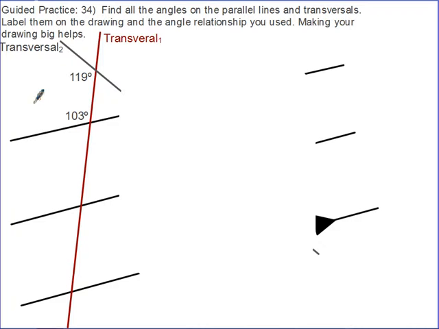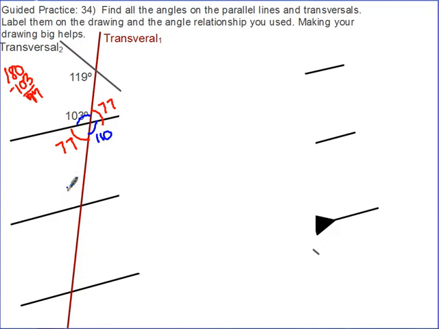This is 103, so the other one right there has to be 180 minus 103, which is going to be 90. No, it's going to be 77. So this angle right here is 77, and this angle is 77. Okay? Then this angle right here is 103, so this one's 103. I now have my pattern. This is the pattern I'm going to repeat down that transversal.